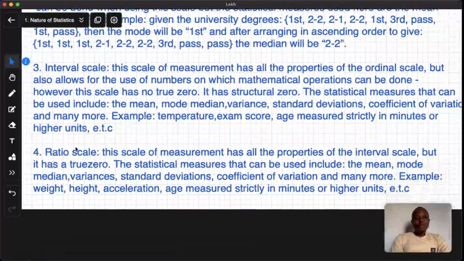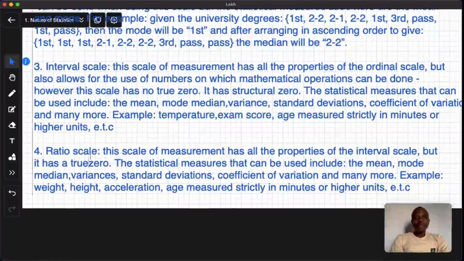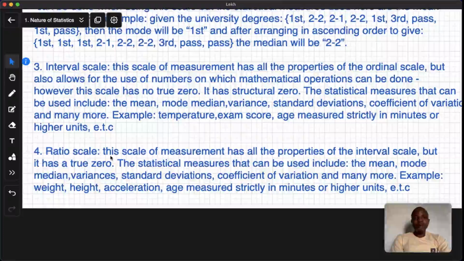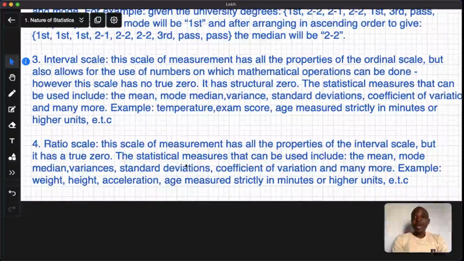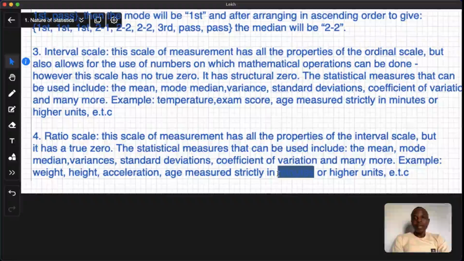Okay, the ratio scale. The ratio scale of measurement has all the properties of the interval scale, but it also has a true zero. It doesn't have a structural zero. Now, the statistical measures that can be used include the mean, median, mode, variance, standard deviation, coefficient of variation, and many more. Examples include weight, height, acceleration, and age measured strictly, this time around, strictly in seconds.